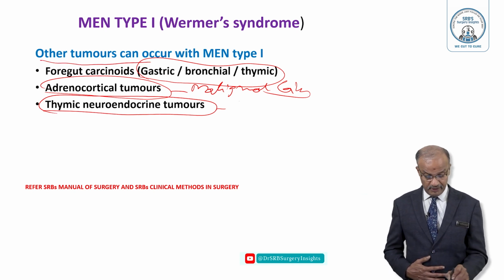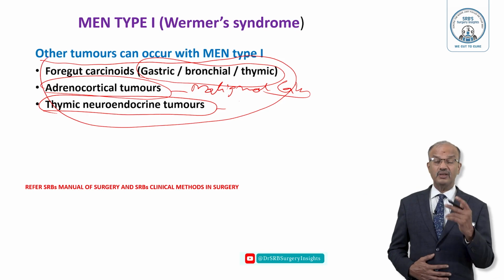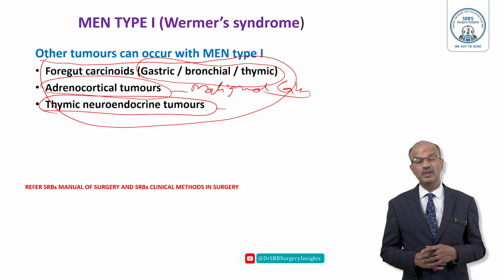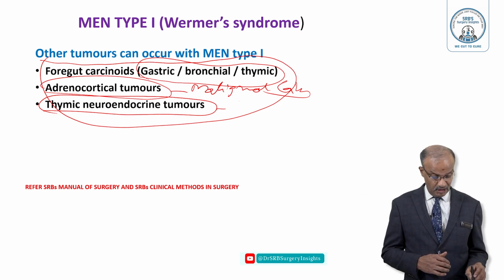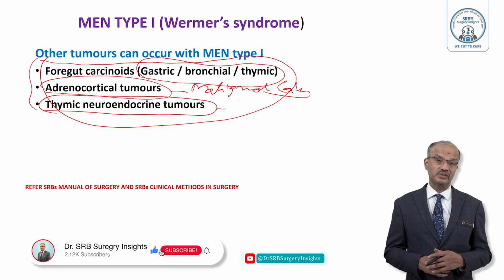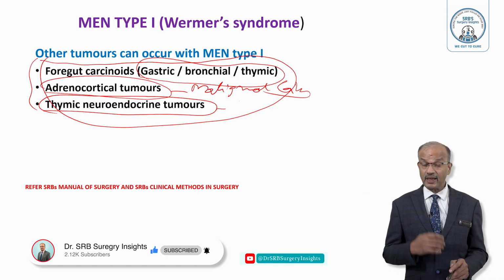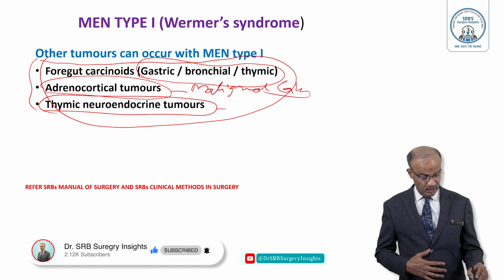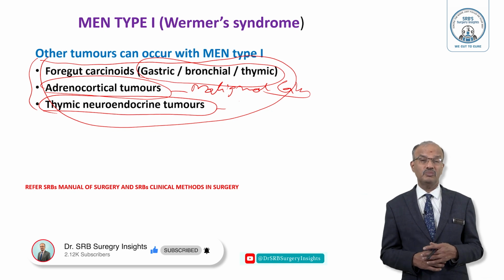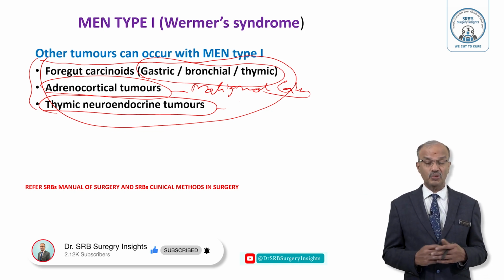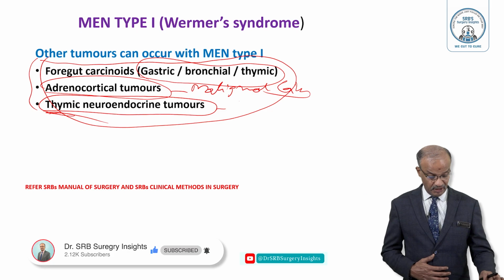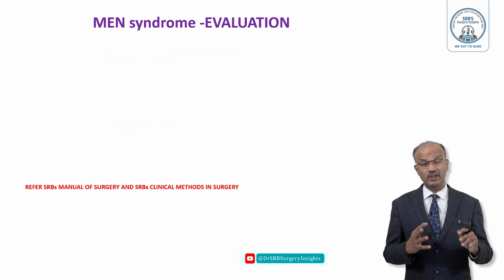So these things often kill the individual rather than the other components of the MEN syndrome type 1, Wermer's syndrome, because these tumors are malignant. They are dangerous, often metastatic, and aggressive. So other tumors, though not that commonly associated, once associated, decide the outcome, mortality, prognosis, everything. That's often the deciding factor actually. So you need to look for these things even though they are not commonly associated.